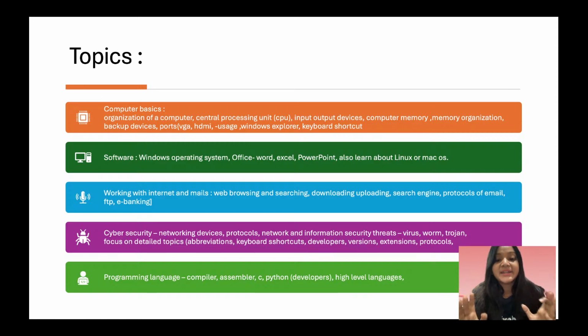Microsoft Windows is a greatly important topic in the exam. Windows Explorer, everything about Microsoft Windows. The keyboard shortcuts, there are lots of keyboard shortcuts which I do in my regular classes in Oliveboard. I have covered almost all the keyboard shortcuts in my paid course, of course, in the Oliveboard app. But I'll be there to help you as well for the keyboard shortcuts. Wait for that.